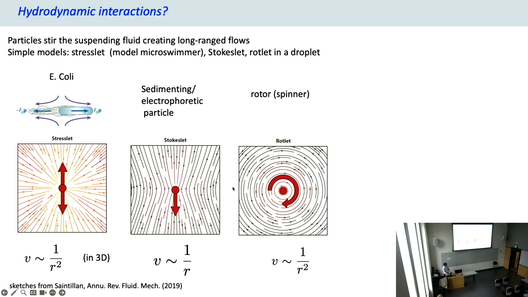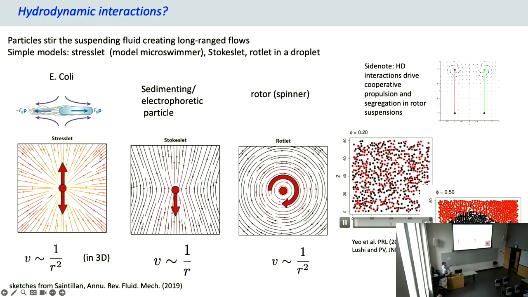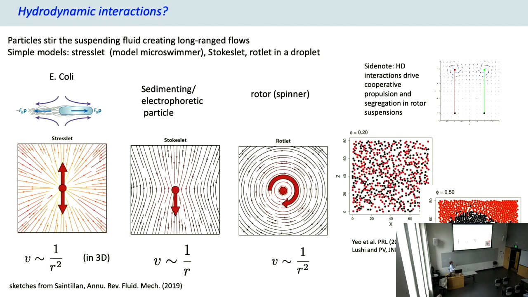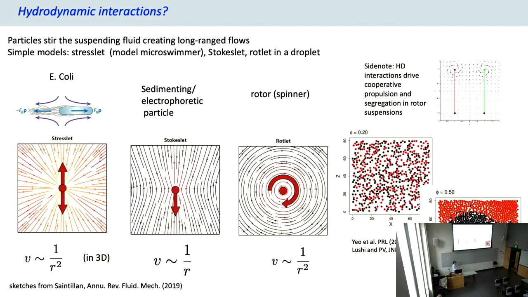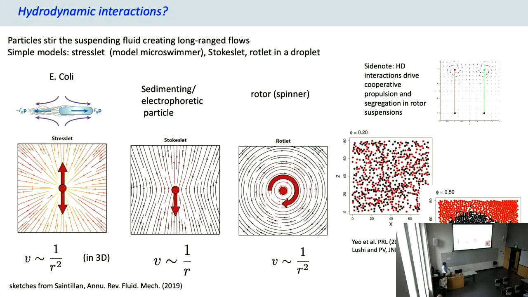And so I remember... So the video is not working, but if you have two spinning particles, they actually cooperatively propel. They start swimming together, and if you have many of them, you can end up with this kind of gas of stirred spinning particles. And this is purely from hydrodynamics. If there was no hydrodynamics, they would be frozen.